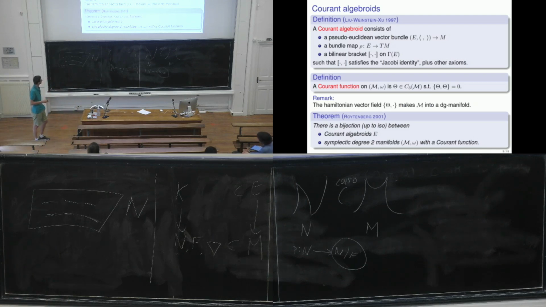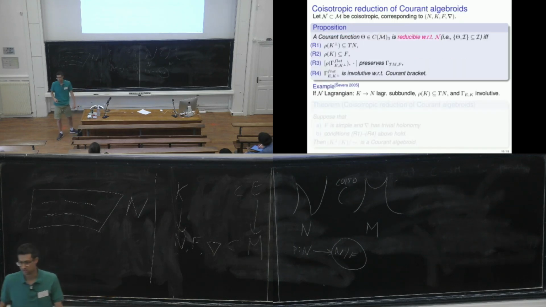Okay, and well, it's a theorem by Roytenberg and Ševera that says that we get a bijection even after this upgrade. So on one hand, Courant algebroids, on the other, symplectic degree 2 manifolds with such a function. And I will not really say how this goes.